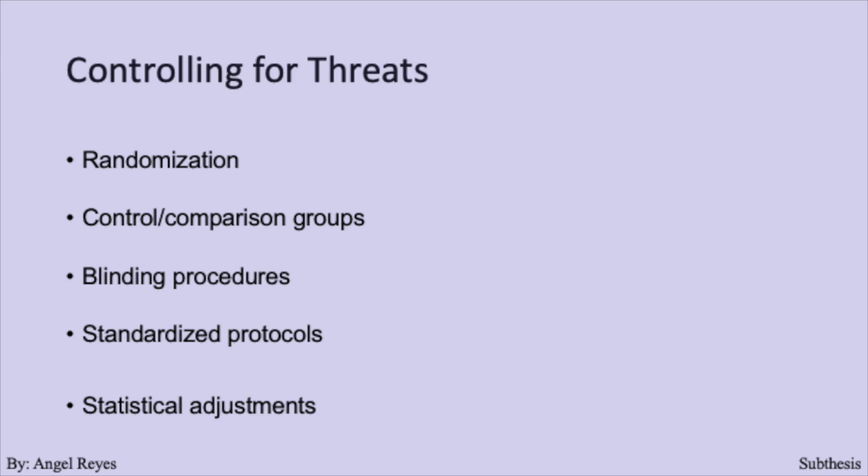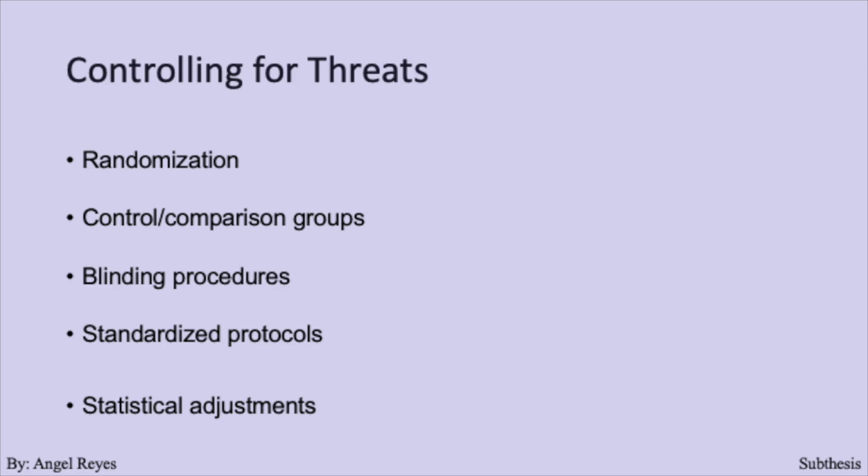Researchers employ various strategies to control threats to internal validity. Randomization is perhaps the most powerful tool, distributing potential confounding factors equally across groups. Control or comparison groups provide a reference point for evaluating changes that would have occurred without intervention. Blinding procedures prevent expectations from influencing outcomes by keeping participants, researchers, or both unaware of group assignments.